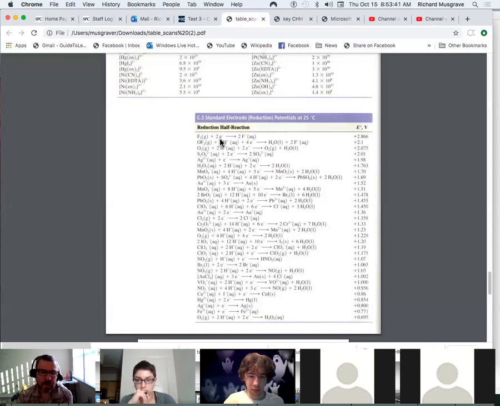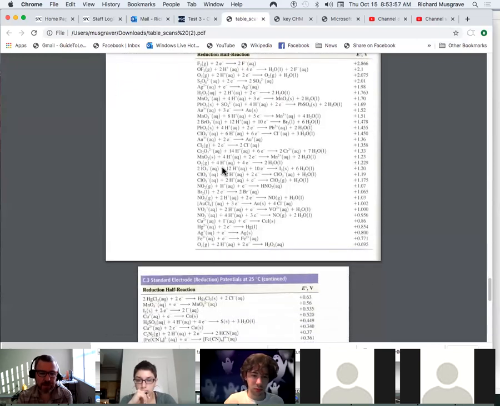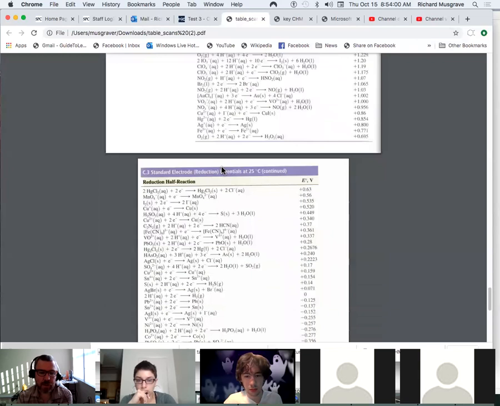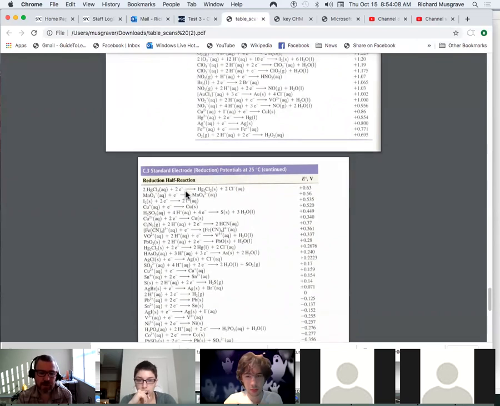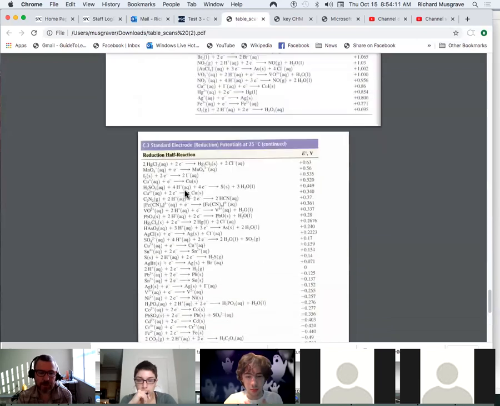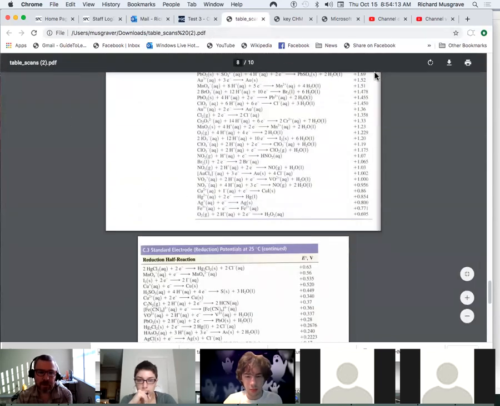What does that mean? It means the electrons are being gained. If the electrons were on the other side, that would indicate oxidation. So if electrons are being gained or accepted, that's reduction. Every last one of these is a reduction that we're talking about here. And you can know this because it actually even says it in the table. Standard electrode reduction potentials. So every last one of these is a reduction that we're talking about. Now going back to the thing here. Let's wait for that to go away.